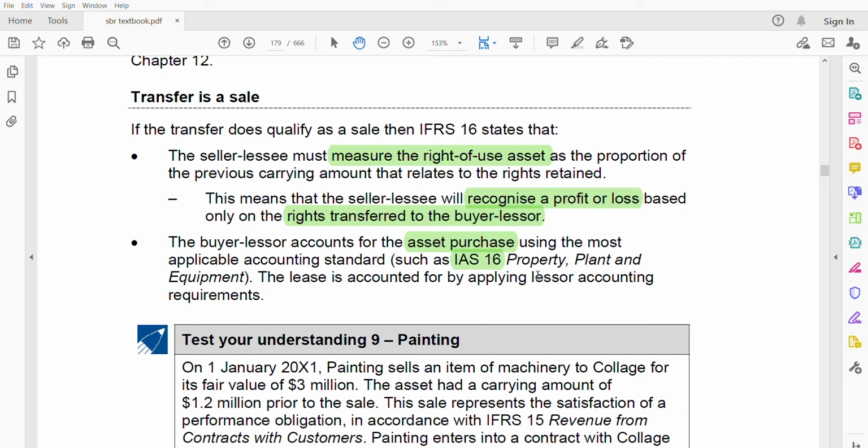So how do you do it? After that, you go by the lessor accounting, because he's the lessor. Lessor means you recognize it either as an operating lease or a finance lease. So lessor accounting.